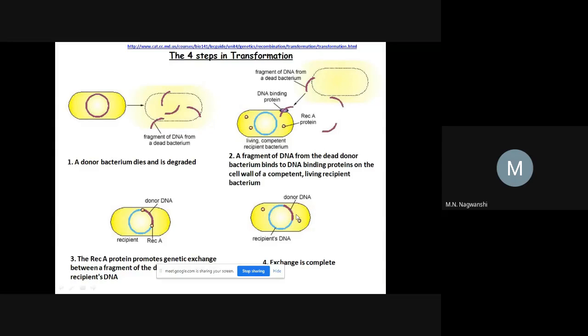So in this way, the foreign DNA is incorporated in the chromosome of the bacteria.